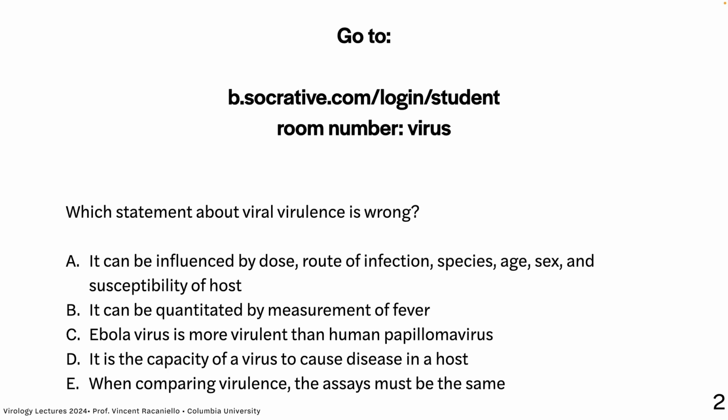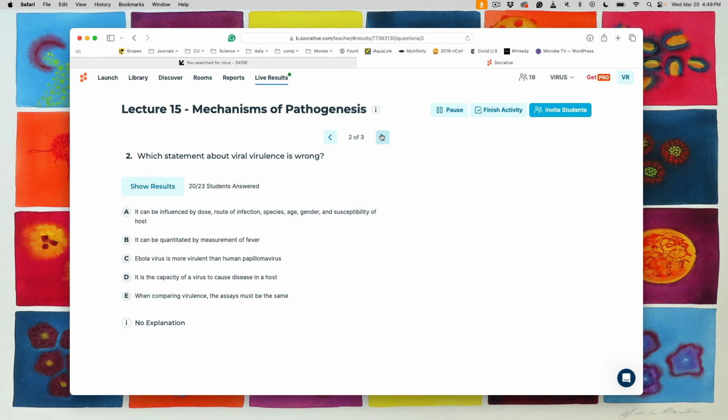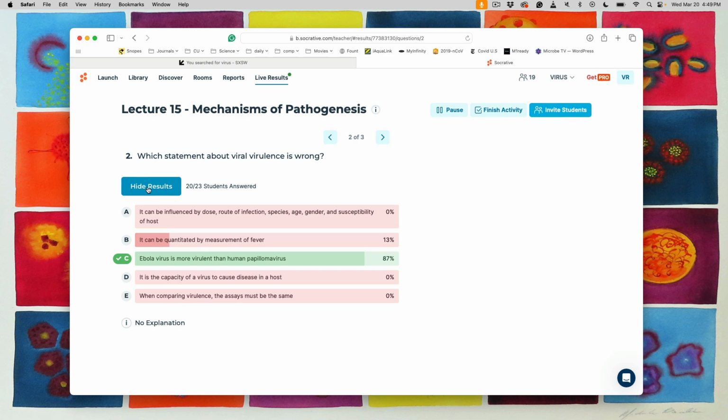When comparing virulence, the assays must be the same. So what's the wrong answer there? All right, what do we have here? What's the wrong answer? Yeah, Ebola is more virulent than human papilloma. You can't compare different viruses because the assays in the animals are going to be different.